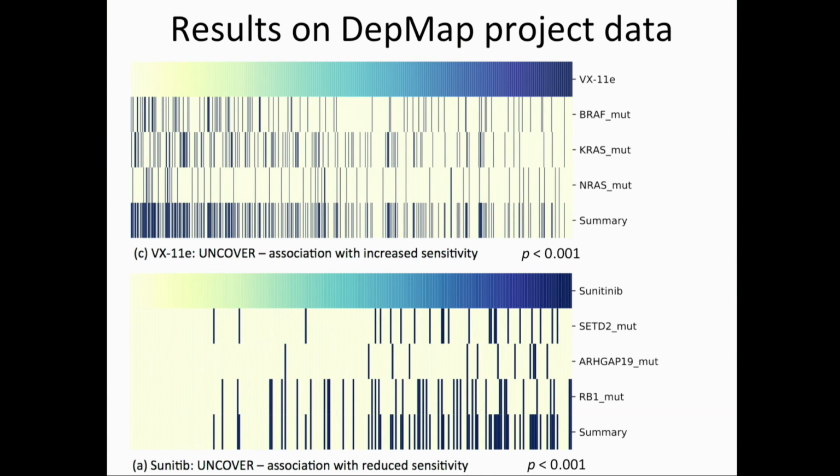The first one is a set of 3 alterations that are associated with increased sensitivity to this compound, VX11E. And these 3 alterations actually correspond to 3 known cancer genes that are all part of the ERK-MAPK signaling pathway. So it makes sense that they are associated with the same change at the functional level. Instead, the second result is an association for sunitinib with reduced sensitivity to this compound.